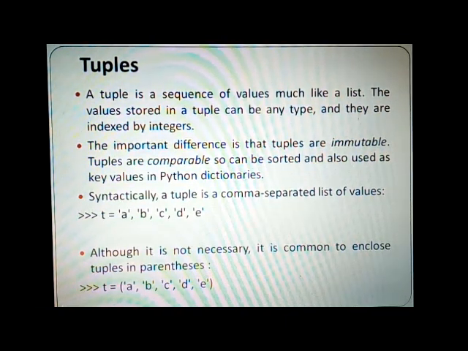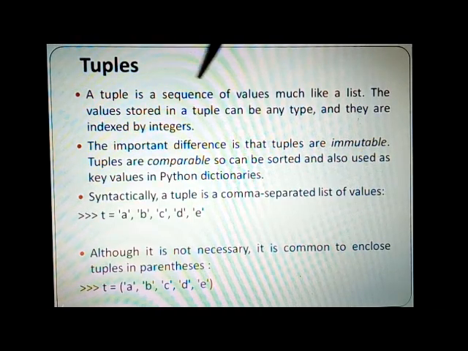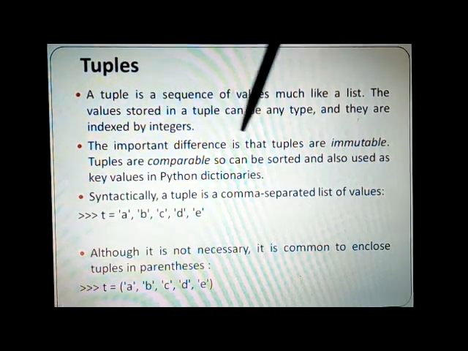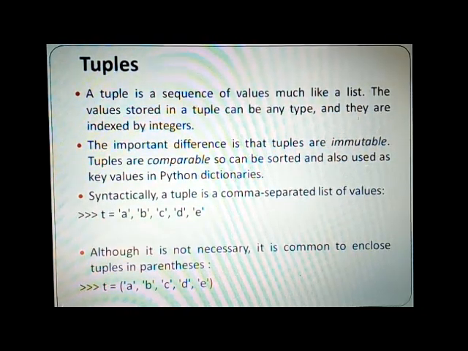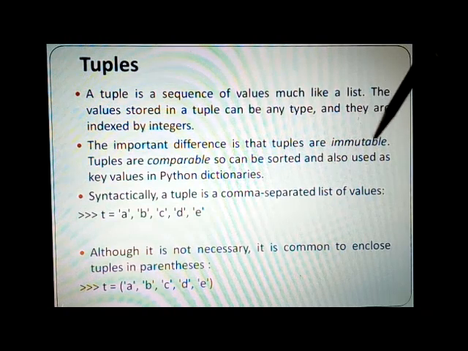So if you look at it, a tuple is a sequence of values much like a list. The values stored in a tuple can be of any type, and they are indexed by integer. The important difference is that tuples are immutable. Now you know that a list is mutable, that is, we can change it, but tuples are immutable, meaning you cannot change their values once assigned. Before assigning, of course, we are not talking about it, but once the tuples are assigned, you cannot change them.